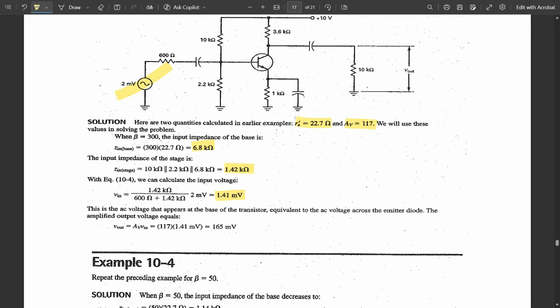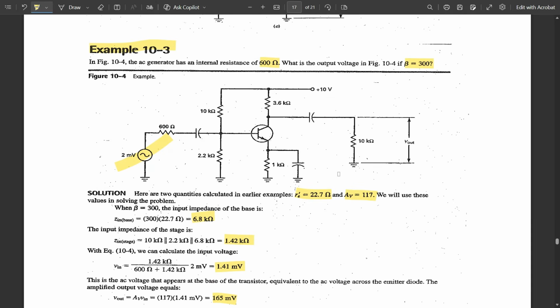Now we can find the V out. V out is equal to AV into V in. So AV here is 117 and V in is 1.41 millivolt. Multiply it and we get the output voltage of this stage under load of this complete circuit as 165 millivolt. Okay, so this is that simple problem.